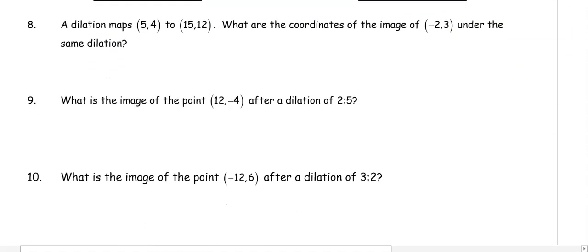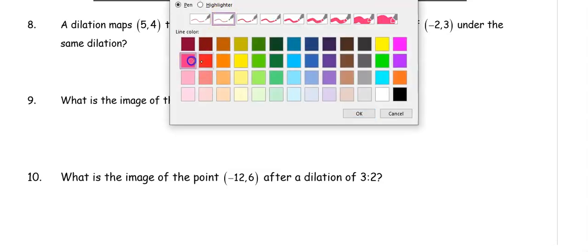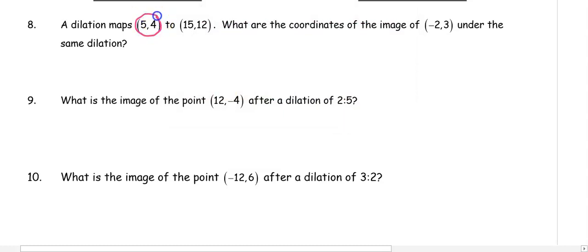In number 8, a dilation maps 5, 4 to 15, 12. What are the coordinates of the image of -2, 3 under the same dilation? So how did we get from the point 5, 4 to 15, 12?